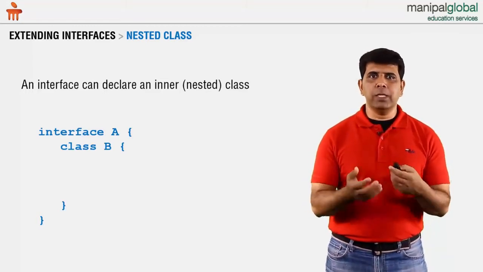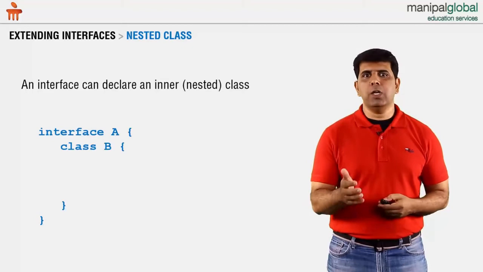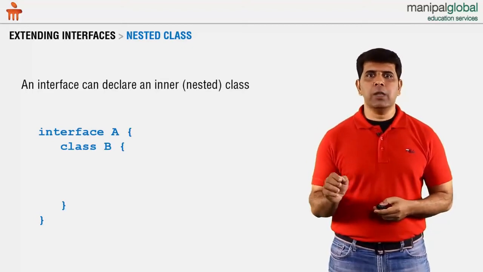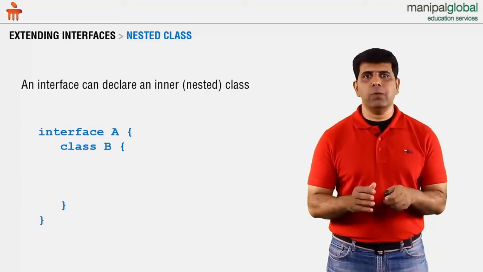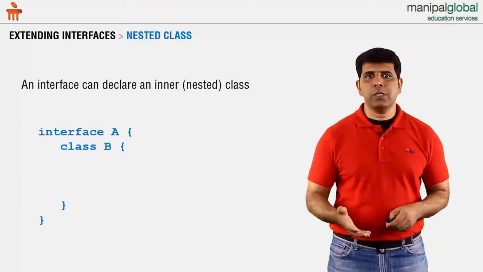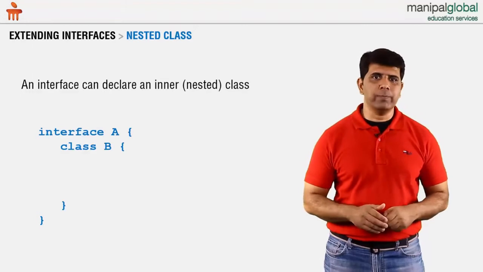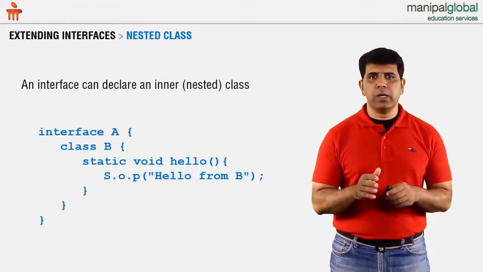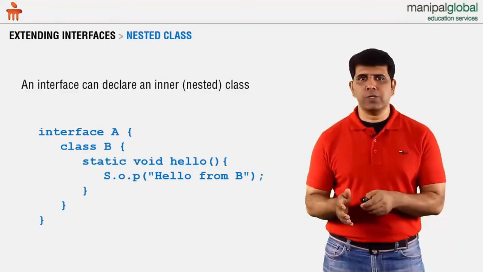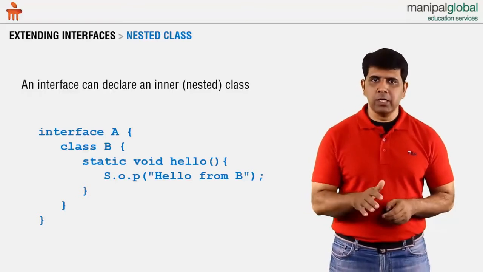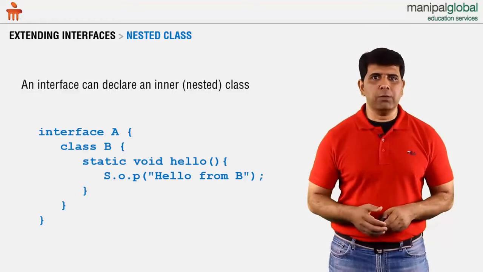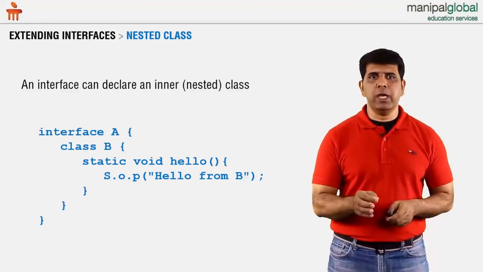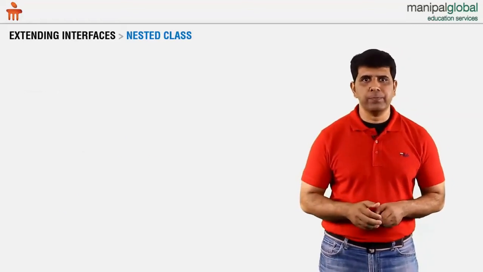Obviously, if you try to compile this interface now, the resultant .class file will be A$B.class. So it is a perfectly valid class, and objects of class B can be created somewhere. Now imagine class B has a hello function which is marked as static, but not necessarily; it does not have to be marked as static. You can have a non-static method too, but just for the example's sake, I have taken this method as static.